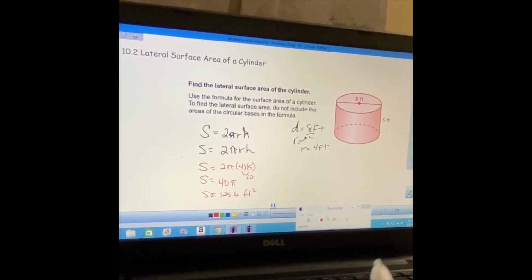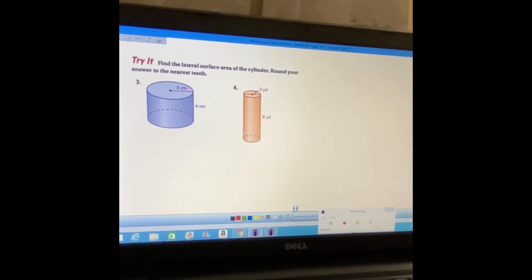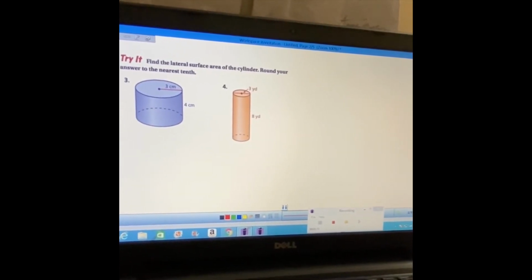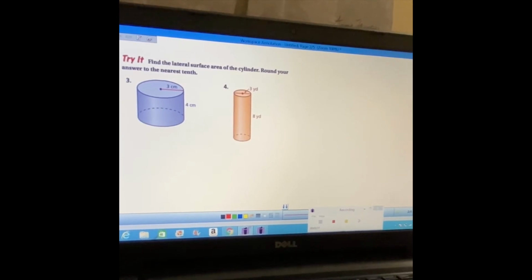Okay, now we're going to move on to another example. So we're going to find the lateral surface area of these cylinders, and we're going to round our answer to the nearest tenth, okay? So again, we're just looking at lateral surface area, so we don't need the surface area of the bases, okay? So let's take a look here at number 3.